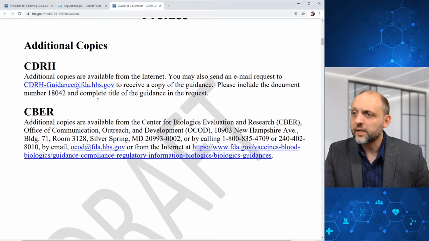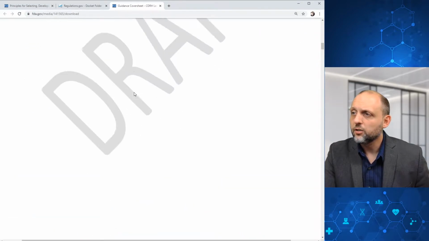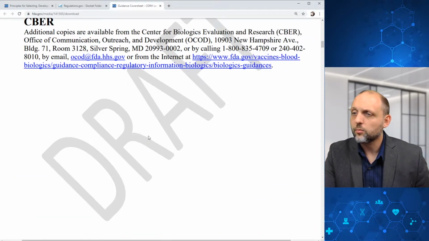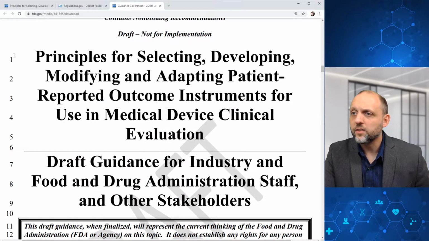If we scroll down, again, additional copies, sort of normal front matter material here. You can see the draft watermark in the background on this guidance document. And we get into the table of contents. We see an introduction, scope, general considerations, best practices, a summary, and a glossary. And because this is a draft guidance, you see numbering for each of the lines. It makes it easier to comment and provide feedback if you're looking to.